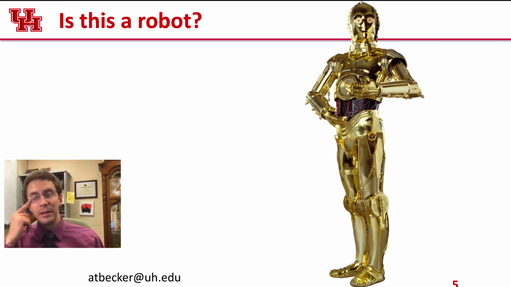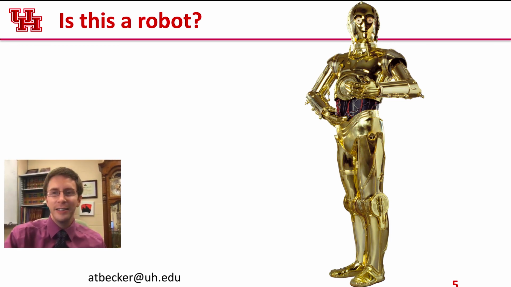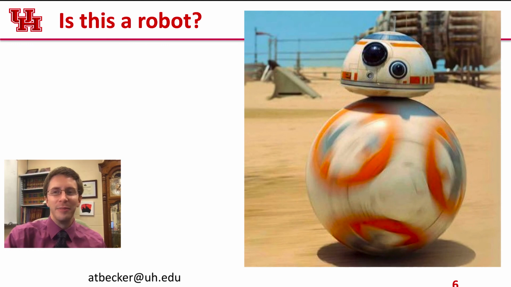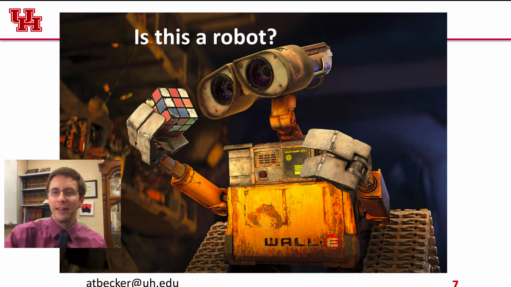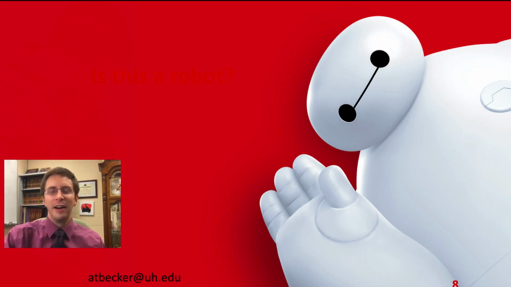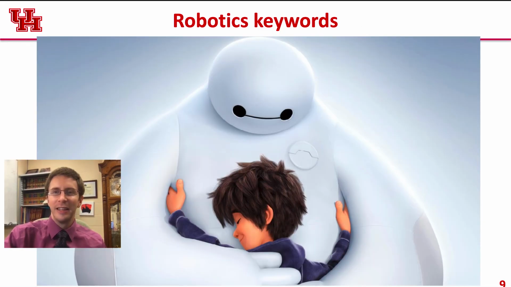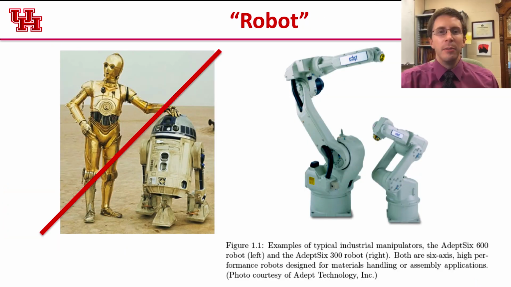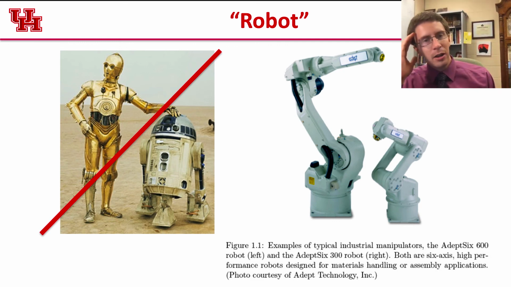And so it's up to you then whether these things are robots. In our class we're going to have an interactive game for this, but you can just decide for yourself, is this a robot? Is BB-8 a robot? Or Wall-E? Or Big Hero 6? I like to think that there are robots. We get a lot of inspiration from those. But in this class, we're going to say that these are Hollywood actors.